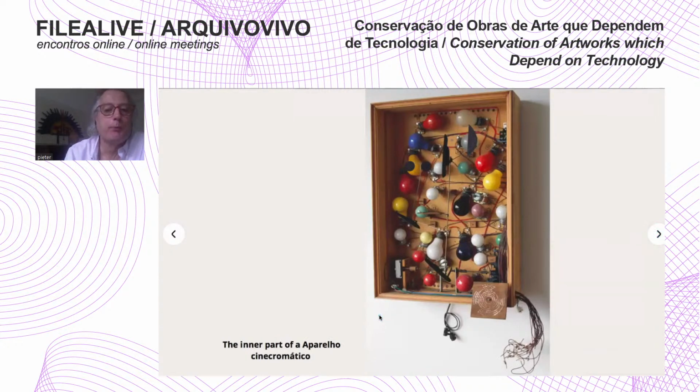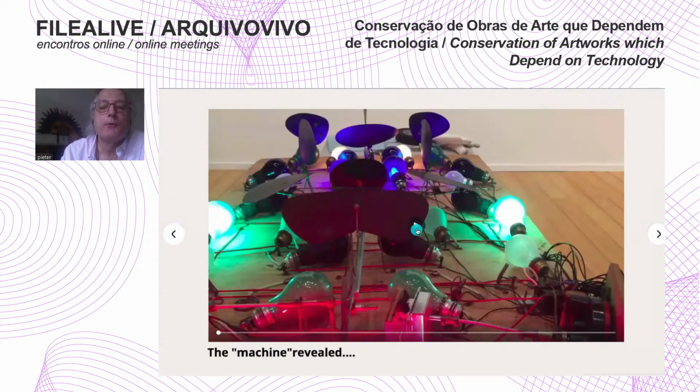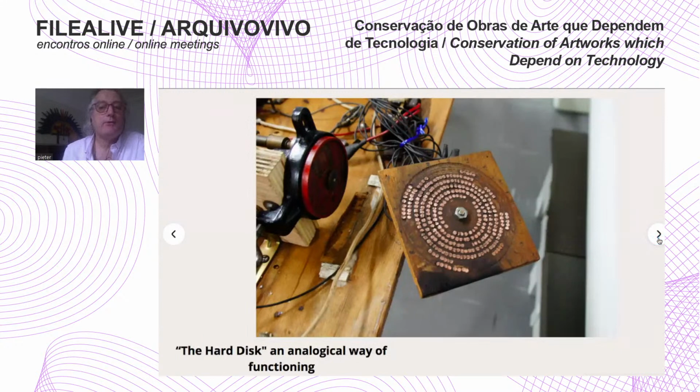This is the machine open, so you can see the several light bulbs, different colors, and the motors and mechanisms that make the thing turn around. And what you see underneath, here you can see the functioning of the inside. Lamps go on and off. These shapes turn around, so they give different shapes, different shadows. And this is the computer. This is the hard disk. And it's amazing because it functions.